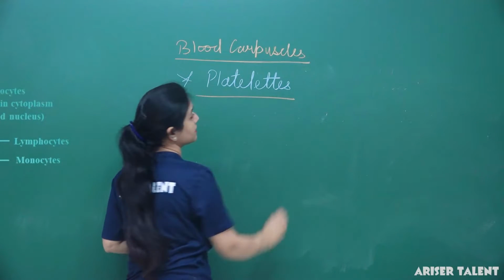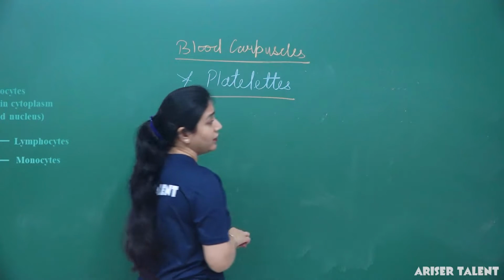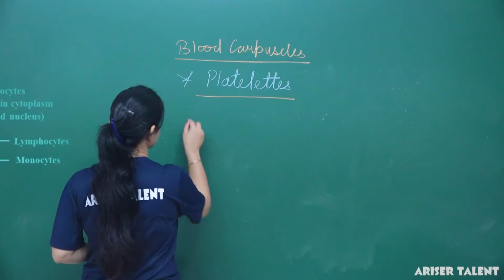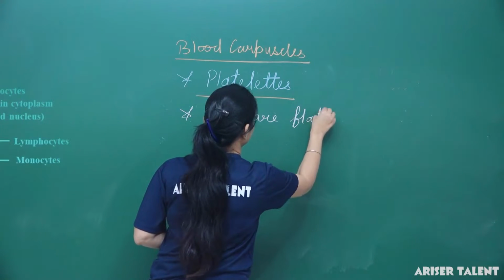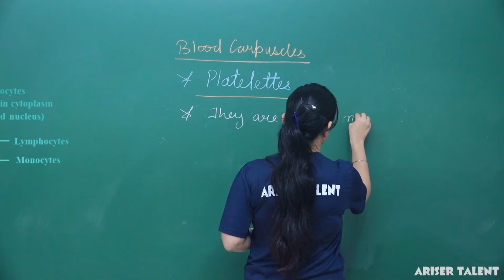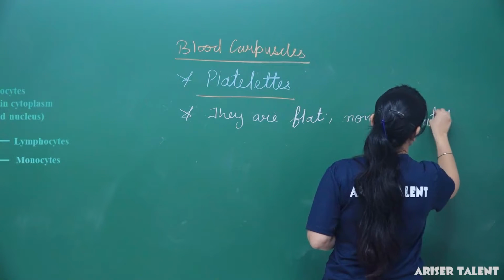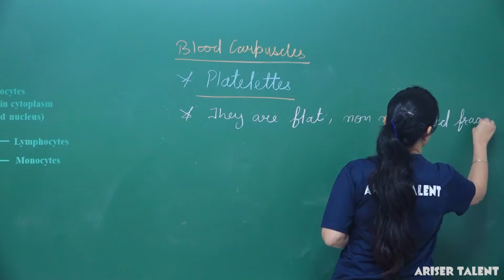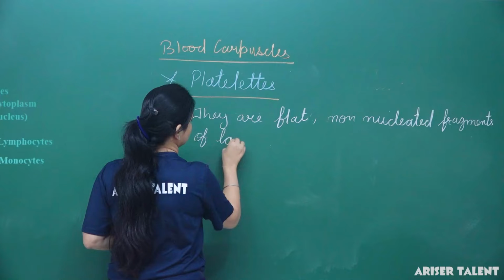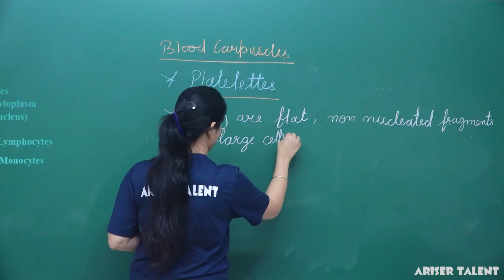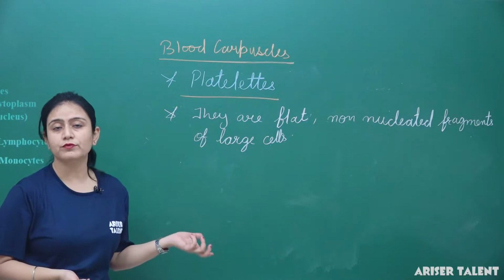If we talk about the platelets, they are flat, non-nucleated fragments of large cells. Generally, when a blood vessel is cut, the blood comes out from the blood vessel.